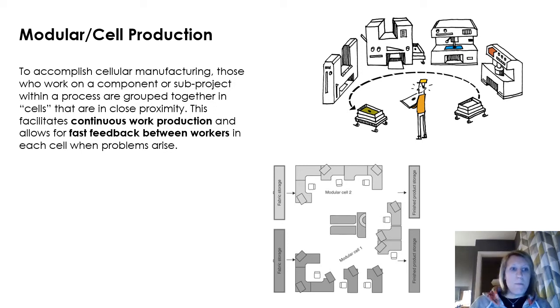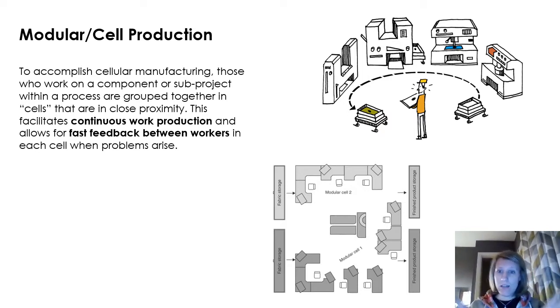So to accomplish this, like I said, the workers are grouped together in cells, just like little groups that are very close together. That helps with the production being continuous. And also what's really good is that if something's not working in that small cell, it's easier for them to communicate between each other, rather than someone quite far away across the factory who's having an issue. Actually, they might not get a chance to speak to the person where the issue is arising.